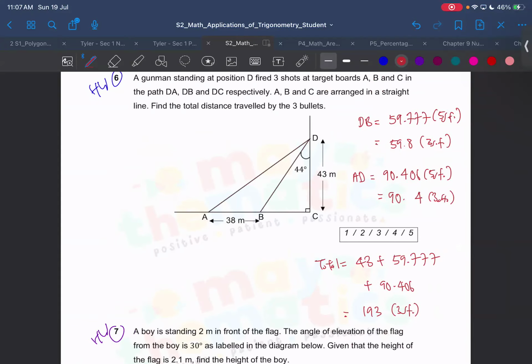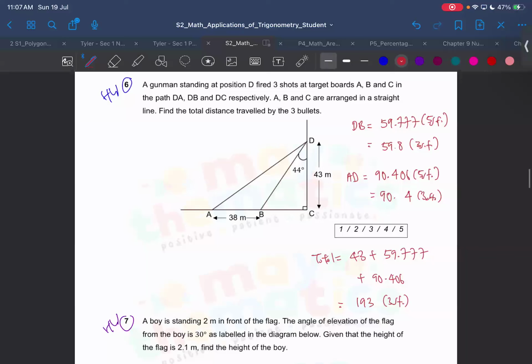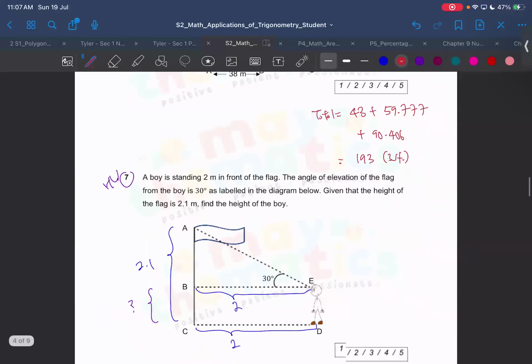Matthew also, I marked your paper. I realize sometimes you leave it in 4SF as a final answer. Final answer is 3SF, unless the question states otherwise. You only don't put 3SF if the answer is exact, like you don't get a whole string of decimals. Okay, so I move on.